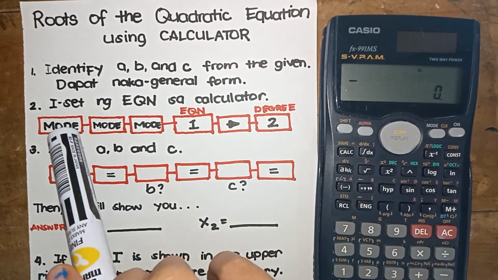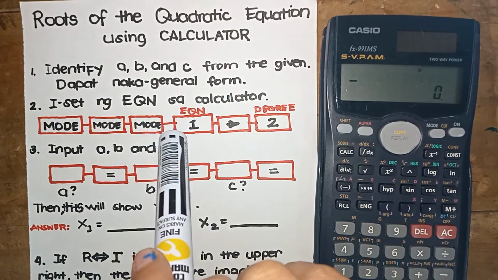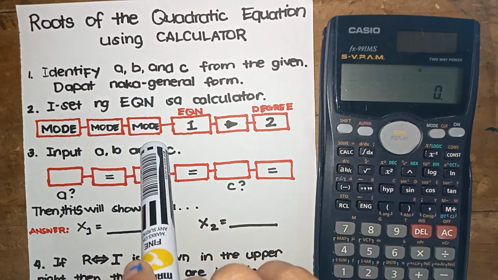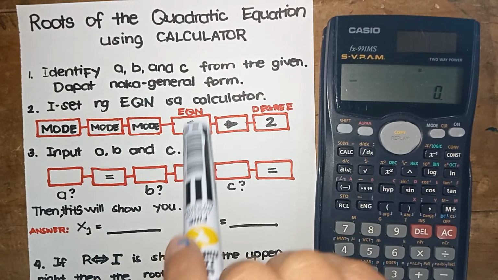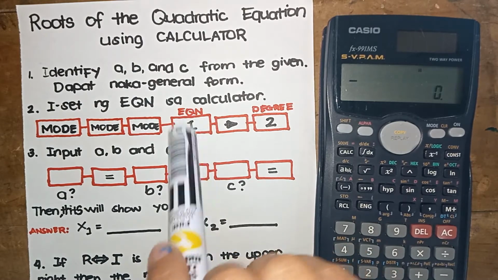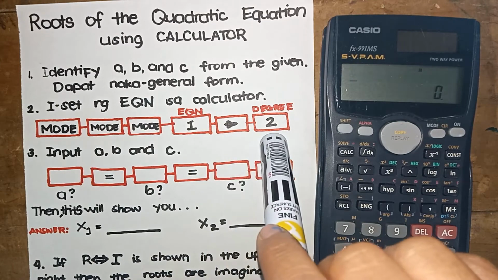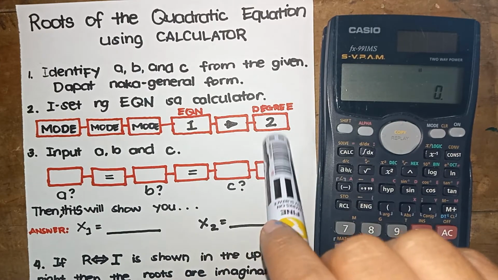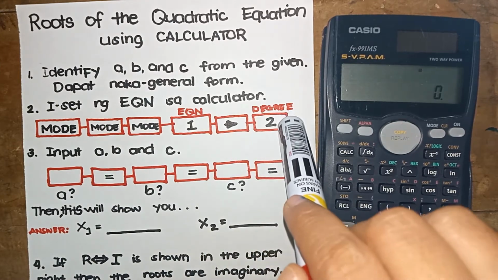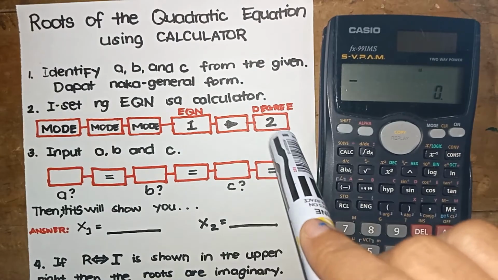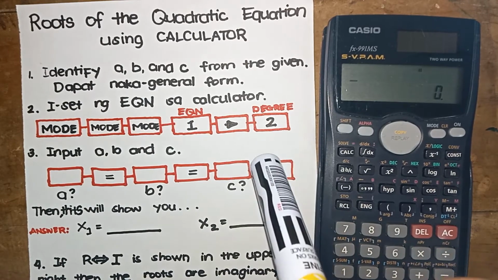Second step is i-set natin ng EQN sa calculator. Mode plus mode plus mode plus 1. Itong 1 na ito ay nagpapakita ng function na EQN, then arrow to the right, then input 2. Yung 2 na yan ay maglalabas ng degree. Ibig sabihin, yung equation natin is in degree of 2.